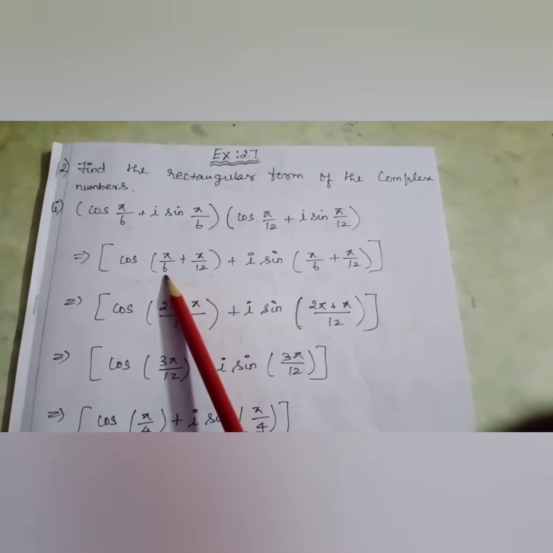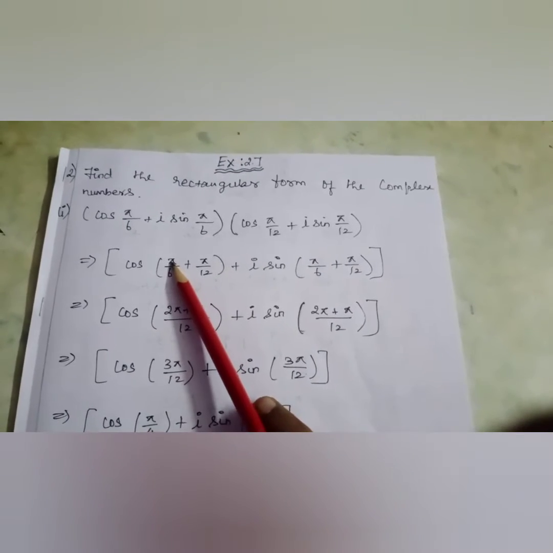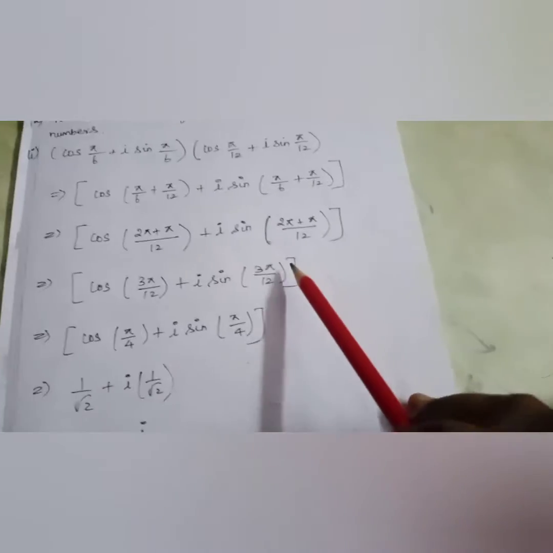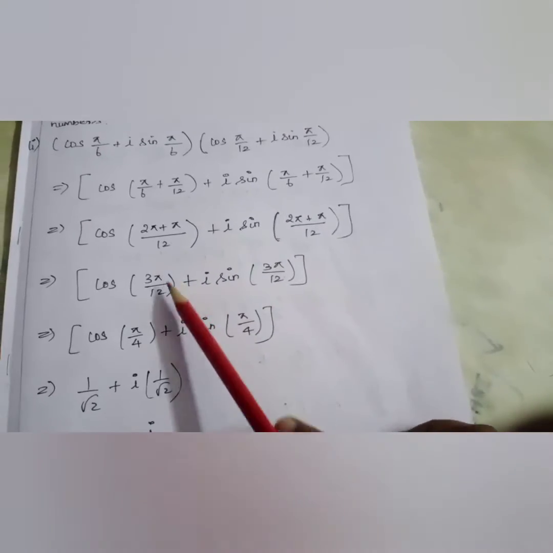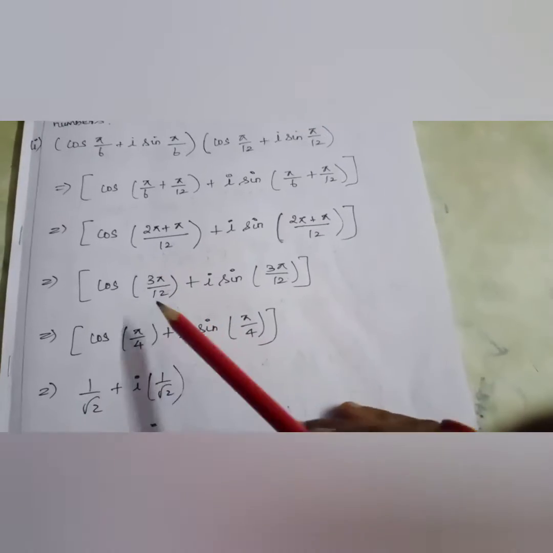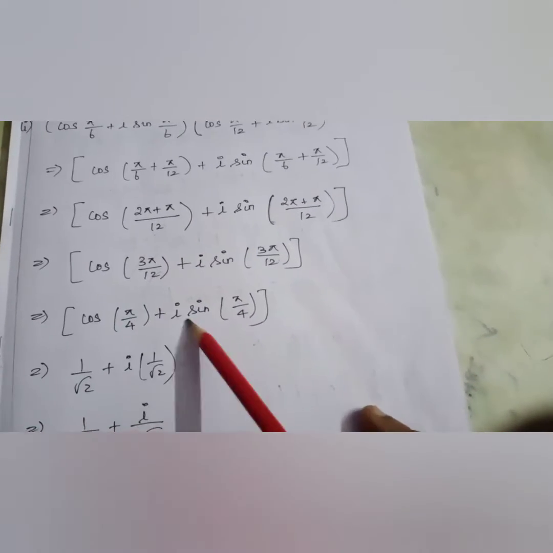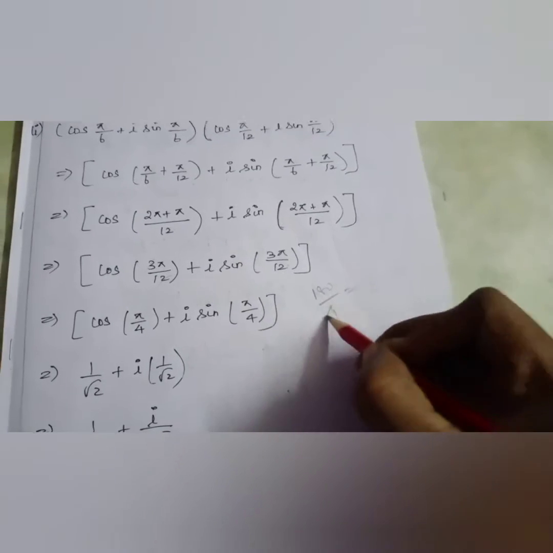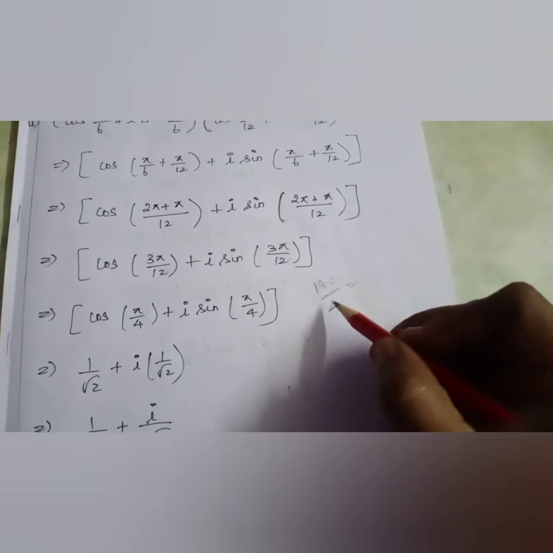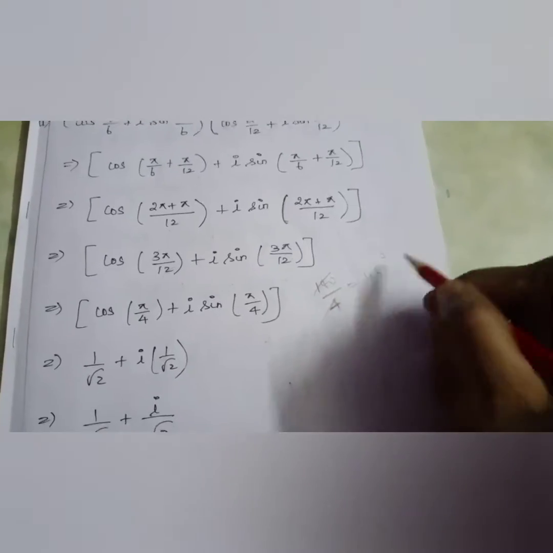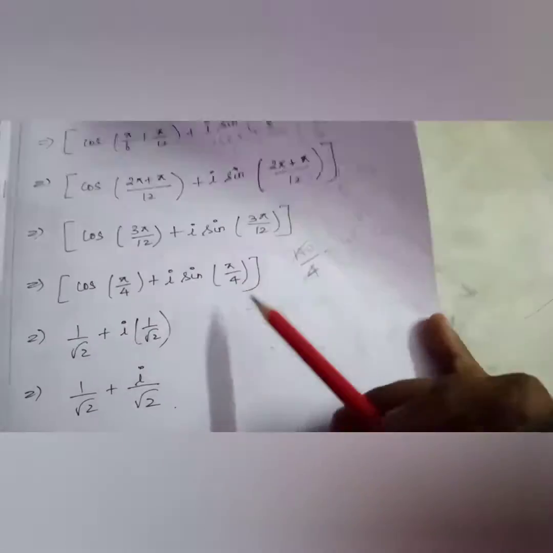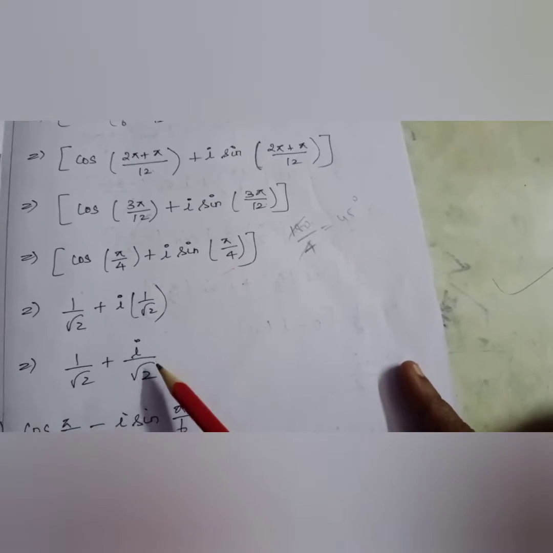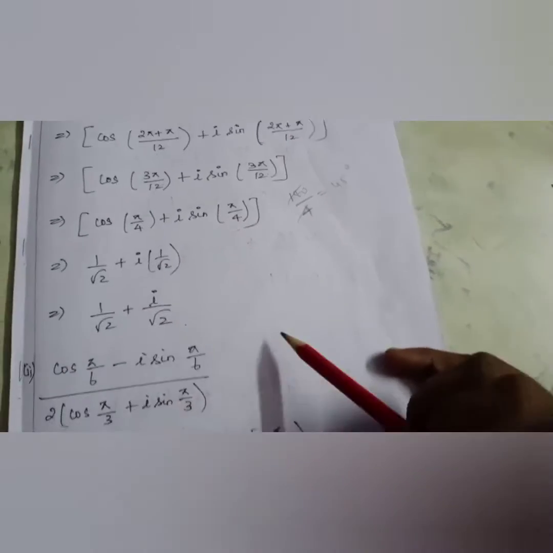Now when I am taking the LCM, this becomes 12, and here it will be 2 pi plus pi divided by 12, and here also 2 pi plus pi divided by 12. And what is 2 pi plus pi? That is 3 pi. 3 pi by 12, 3 pi by 12. When I cancel it, I will get cos pi by 4 plus i sin pi by 4. And now what is pi by 4? That is 180 by 4, right? Pi is nothing but 180. So 180 by 4 is nothing but 45 degrees. So what is cos 45 and sin 45? It is 1 by root 2, 1 by root 2. So the rectangular form of the given complex number is 1 by root 2 plus i by root 2.